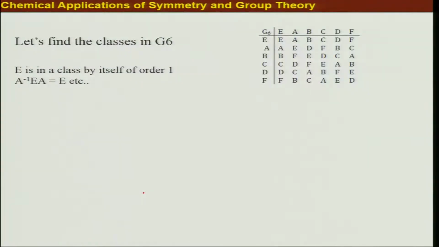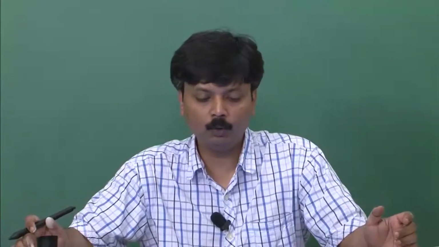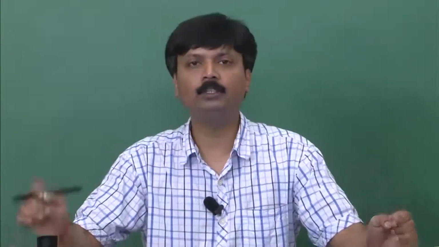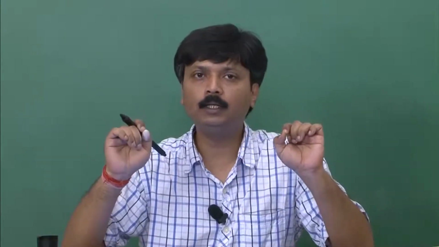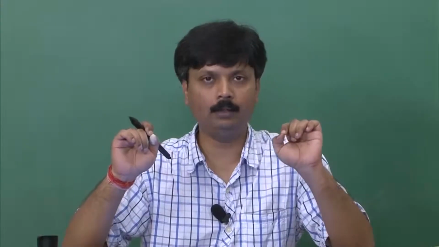Now with this knowledge, let's try to find out the classes which are present in case of G6. So how do we find out the classes? The answer is very simple. We know the definition of a class: the complete set of conjugate elements. Conjugate elements are found by doing similarity transformation. So in G6 you have 6 elements. Choose any particular element first, then perform the similarity transformation using all the elements present.